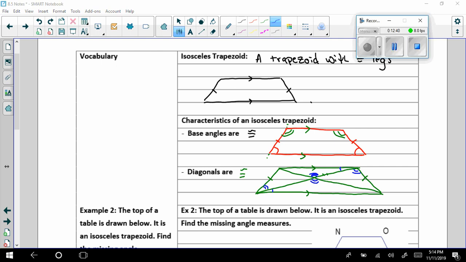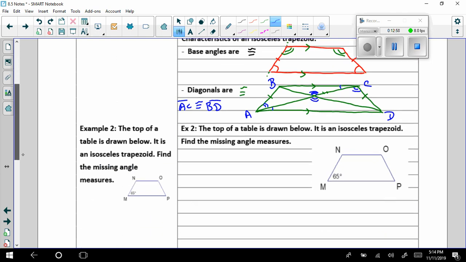If ever proving that, make sure you're using the diagonals. So if this is A, B, C, D, make sure you know that it's AC that is congruent to BD and that you get everything plugged in the right spot.